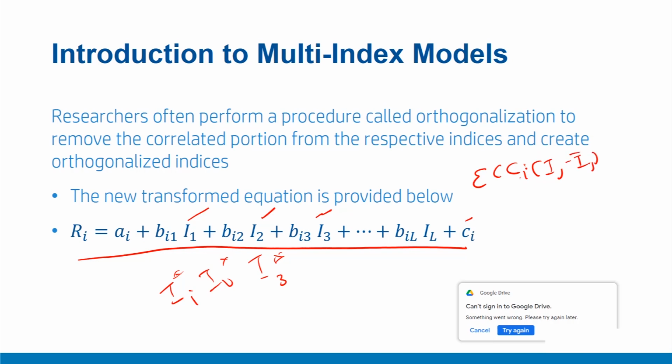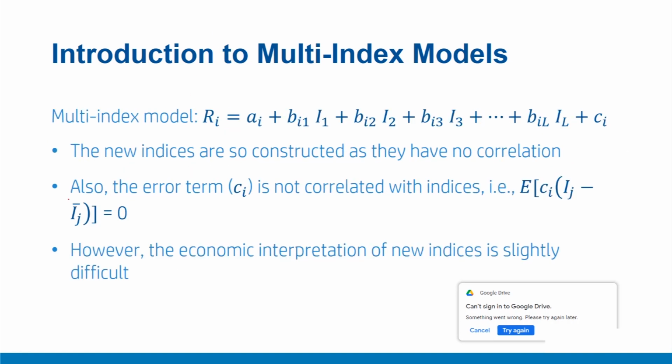So the expectation of Ci into Ij minus Ij bar is 0, which suggests that there is no correlation between the indices and this error term. And also these indices are so designed that they do not have any correlation with each other as well. So this is our new modified equation.